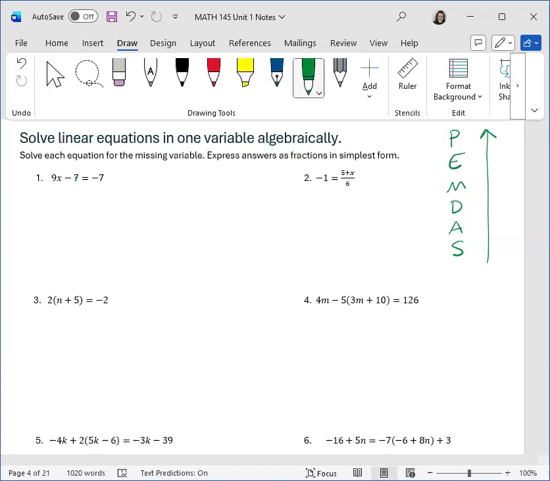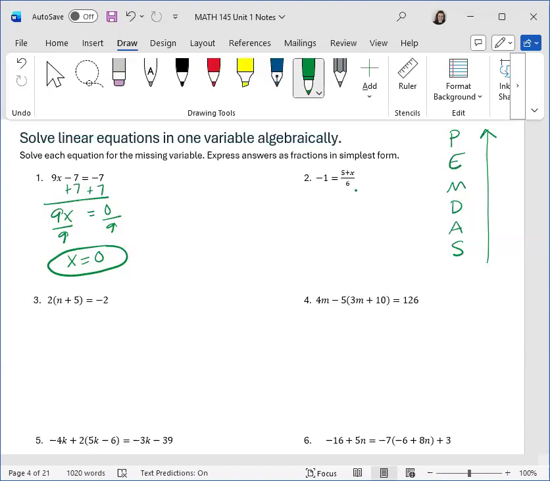Okay, so taking a look at the first example, we have 9x minus 7 equals negative 7. So I'm first going to add 7 to both sides of this equation. It's going to give me 9x is equal to 0. So our next opposite operation, this says 9 times x. So I'm going to divide, use that inverse operation. And x equals 0 divided by 9, which is 0. So thinking back to that last video, this is a conditional equation. It's true for just that single value.